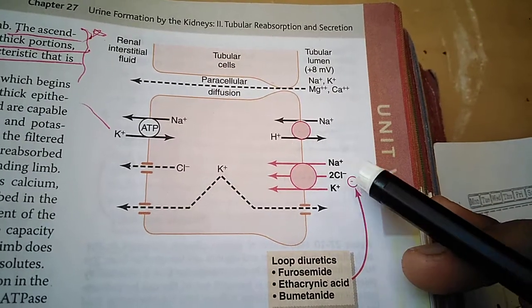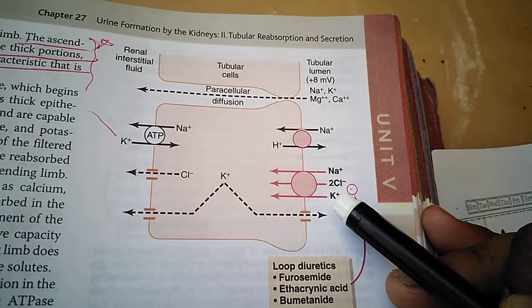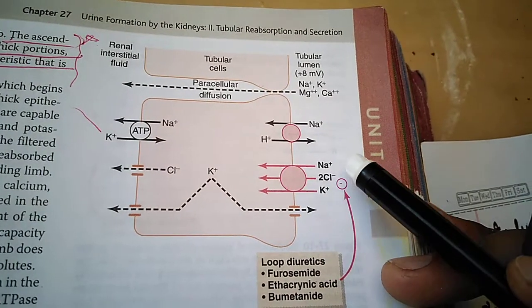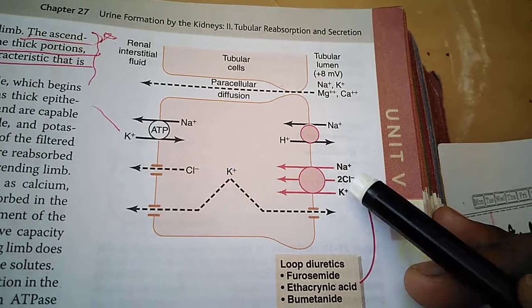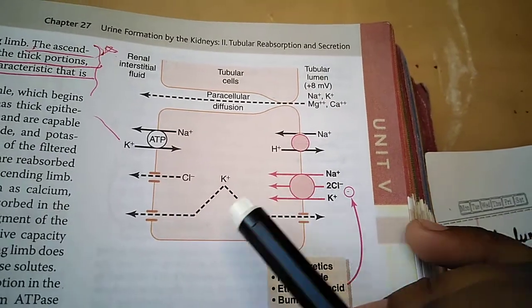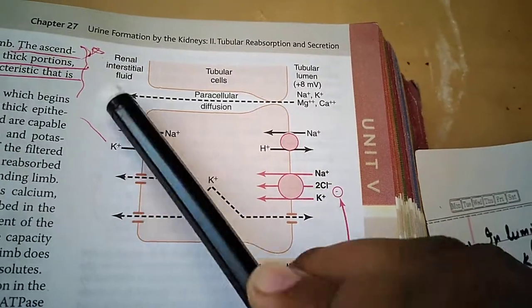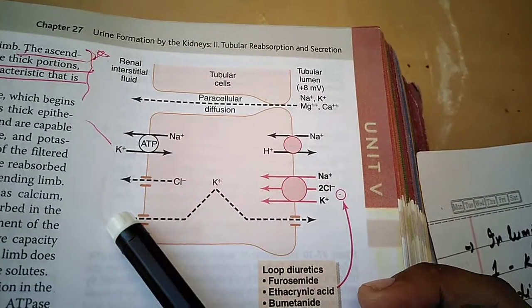Here 1 sodium, 2 chloride, and 1 potassium co-transporter proteins are present. These ions move with each other, or co-transport with each other. Now the chloride moves outside the tubular cell into the renal interstitial fluid.